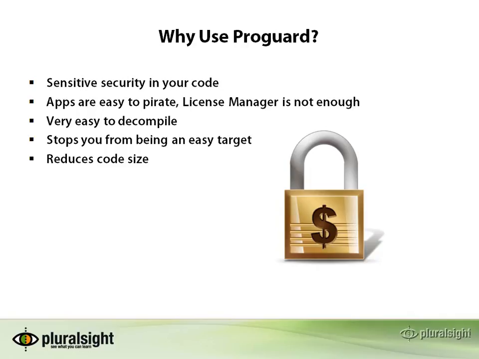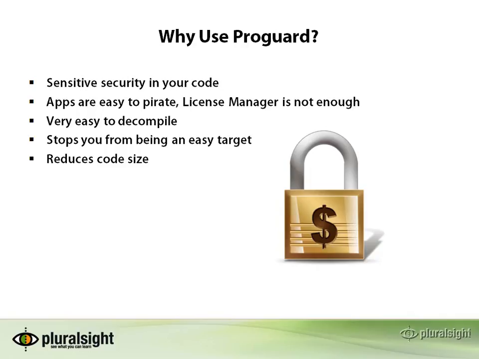Same thing with Java. Apps are pretty easy to pirate. Even the tool that Android puts out, the Android License Manager, helps protect your application, but that's not even enough. You can put some code in your application to use the license manager, and someone can just get your app, decompile the code, change the flag that checks the license, and recompile your code, and then they've got your app. So by using ProGuard to obfuscate your app, you're going to make it harder for someone to decompile and do that.